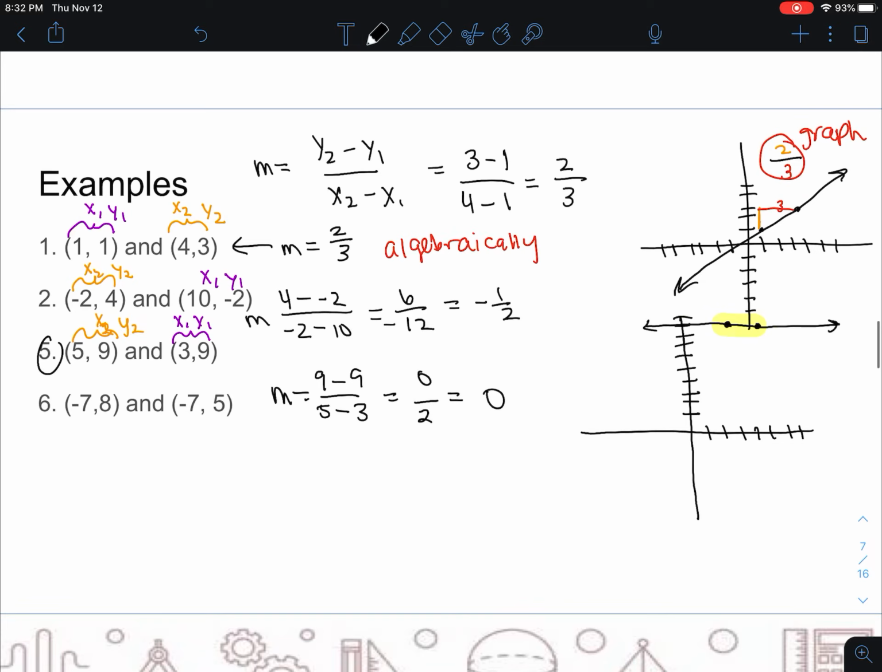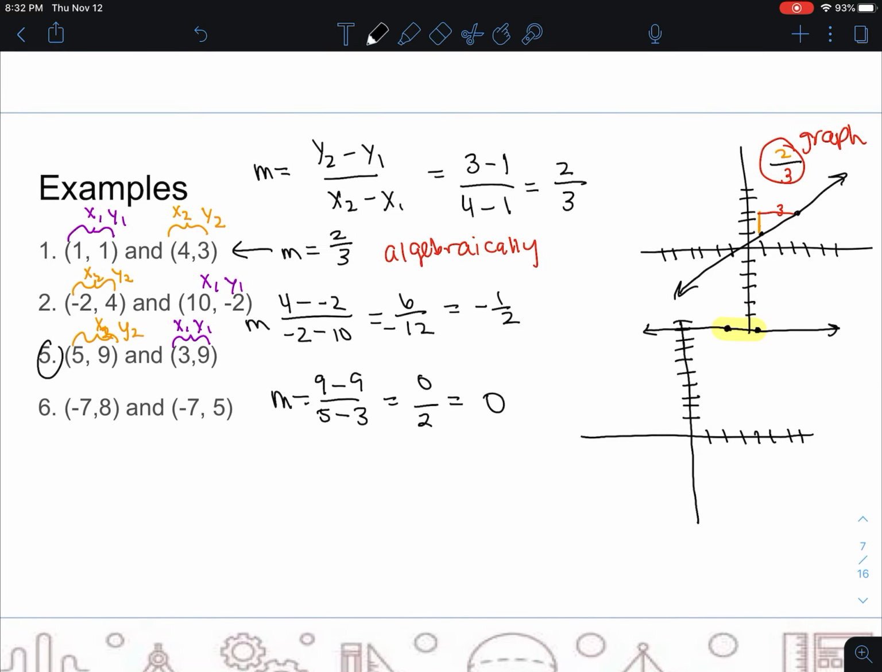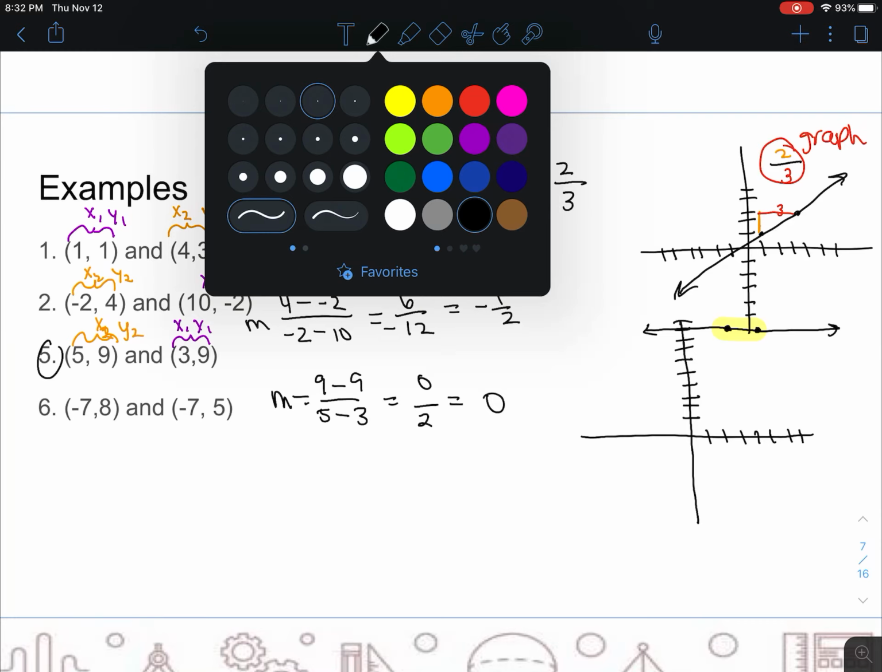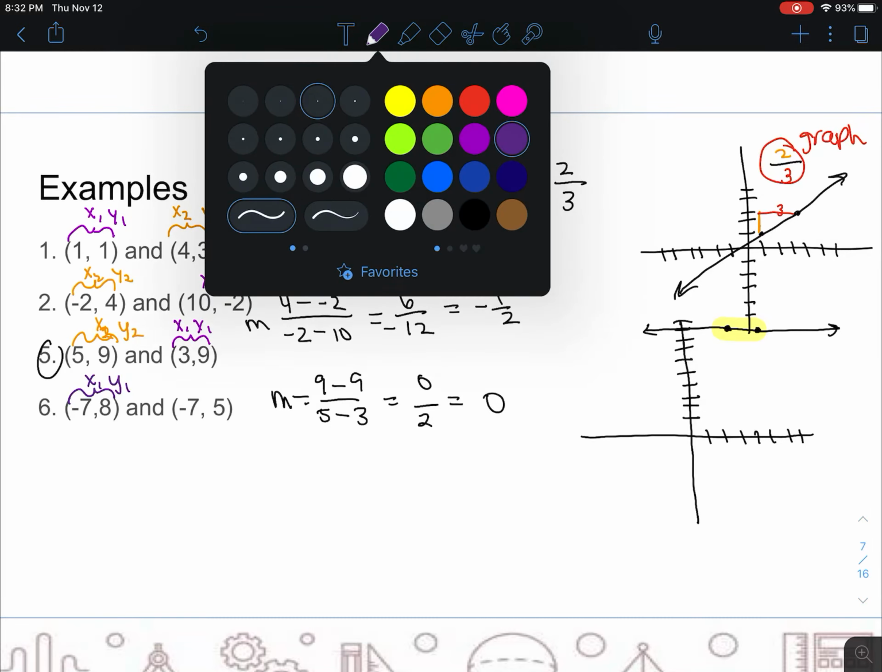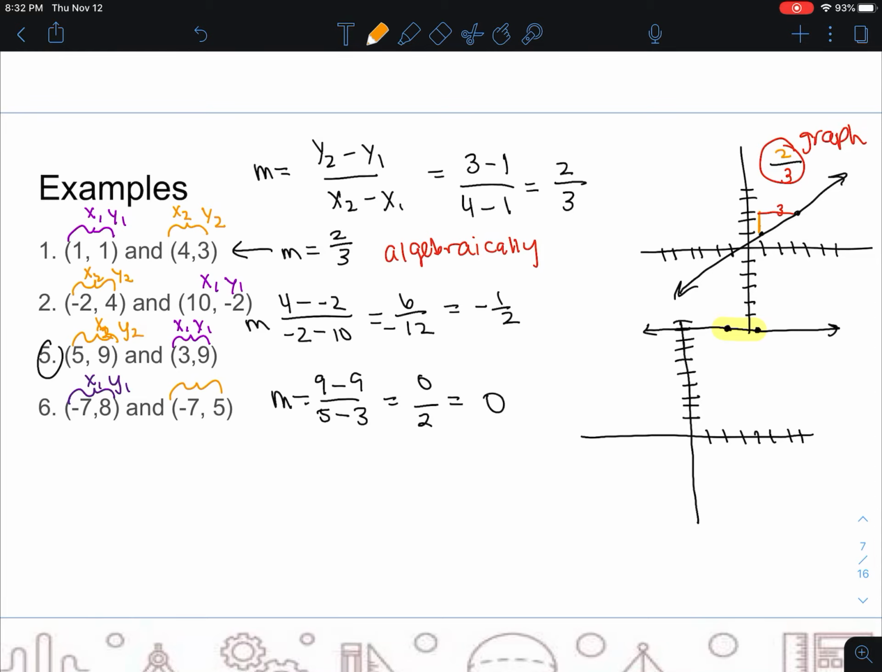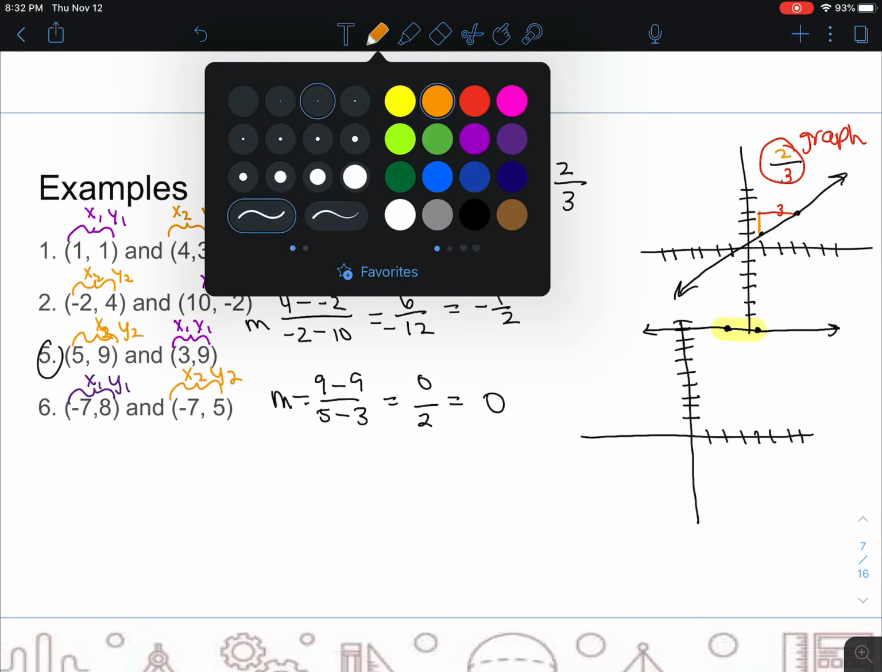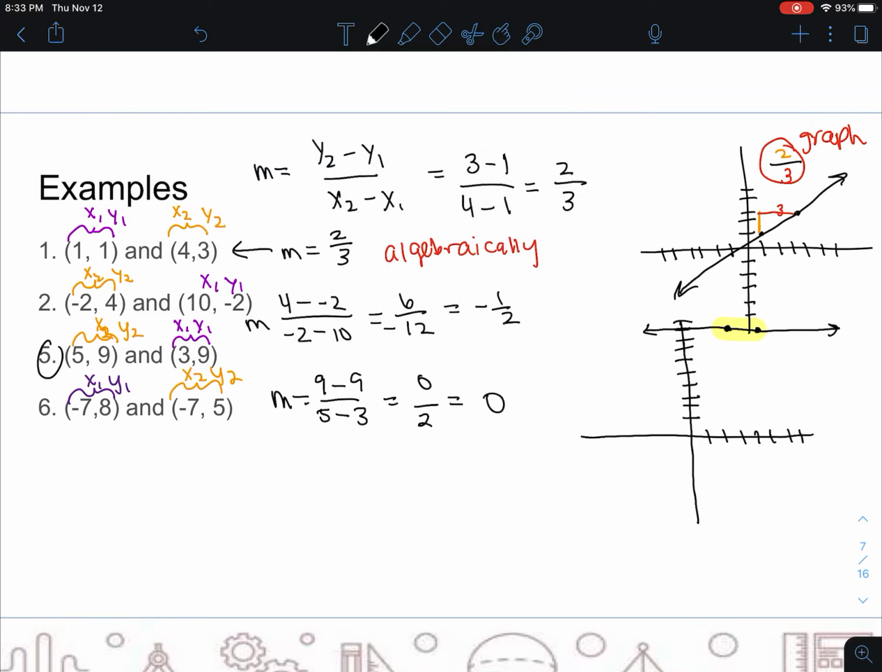And let's do one more example. So we have (-7, 8) and (-7, 5). So I will make the first one my x1 and my y1. Again, it doesn't matter which one is which, as long as you're paying attention to your signs. And this one, my x2 and my y2. So my y2 is 5, minus my y1, which is 8, over my x2, which is negative 7, minus my x1, which is negative 7.